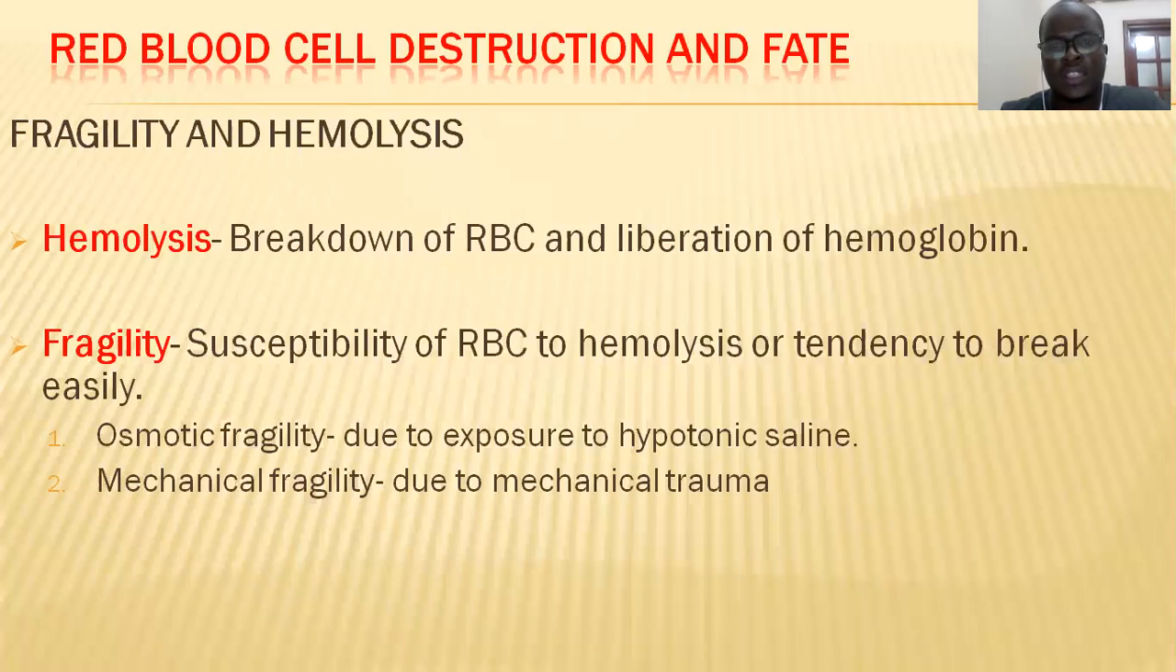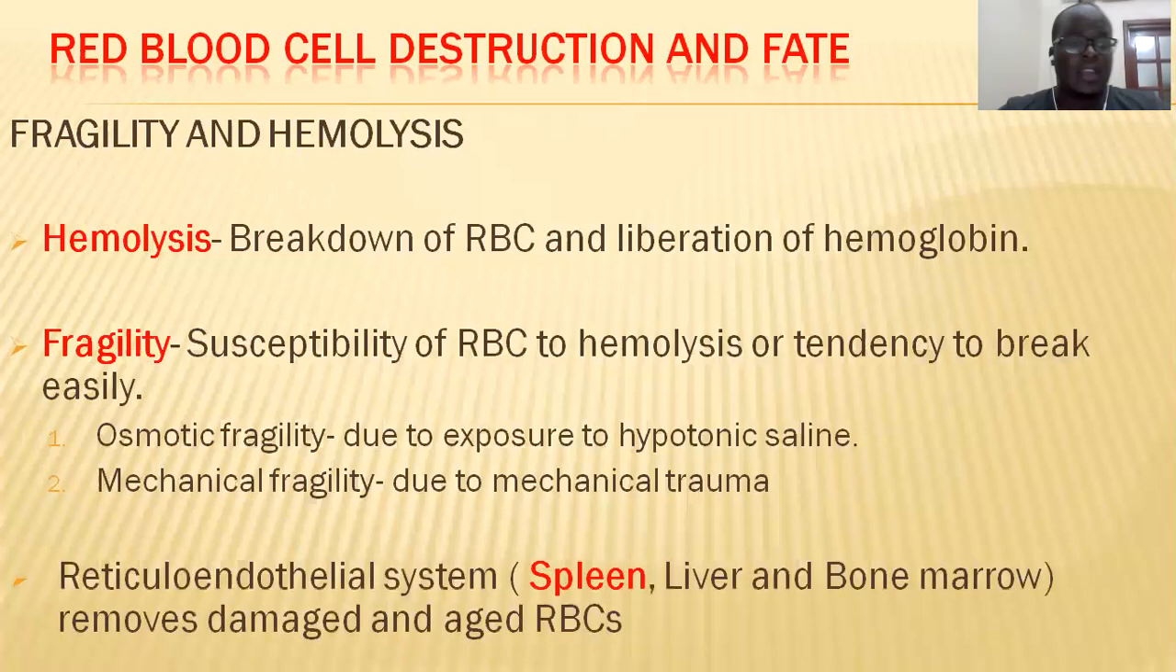So if the fragility is reducing due to the age of red blood cells, they are not flexible, and as they are passing through the capillaries, certain capillaries in the spleen, it will result in destruction of these cells, and then that will result in hemolysis. Then there's the reticuloendothelial system that you need to understand.